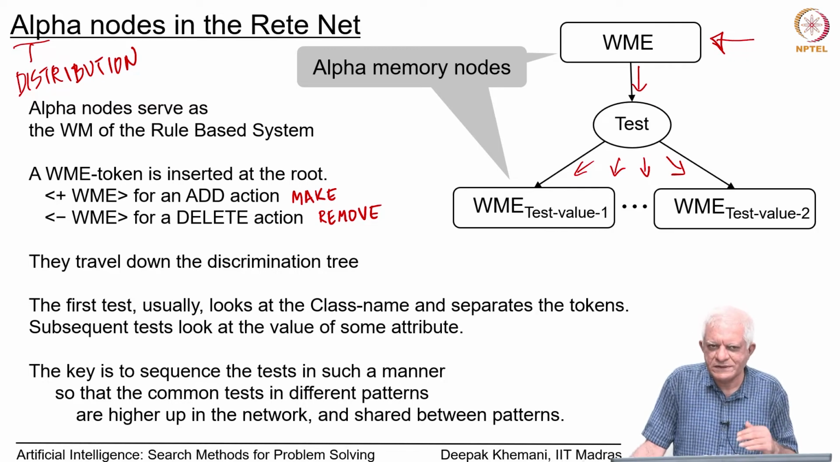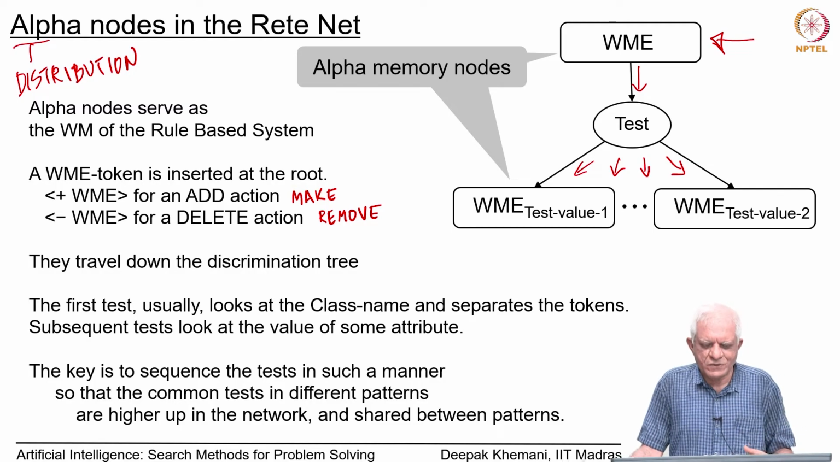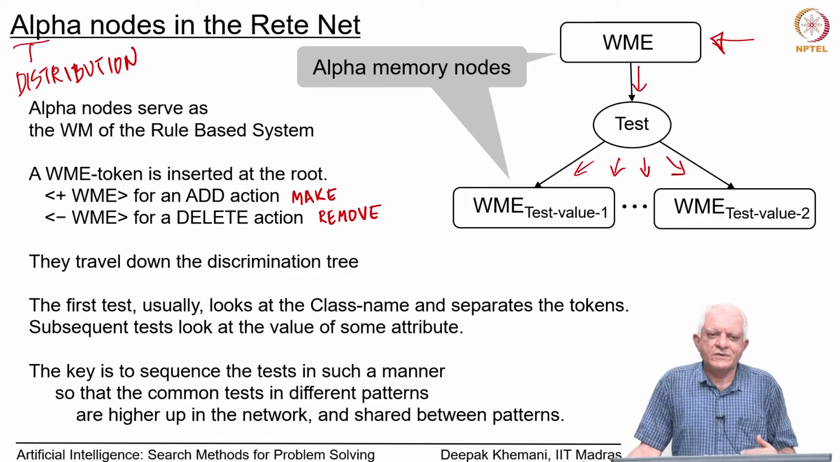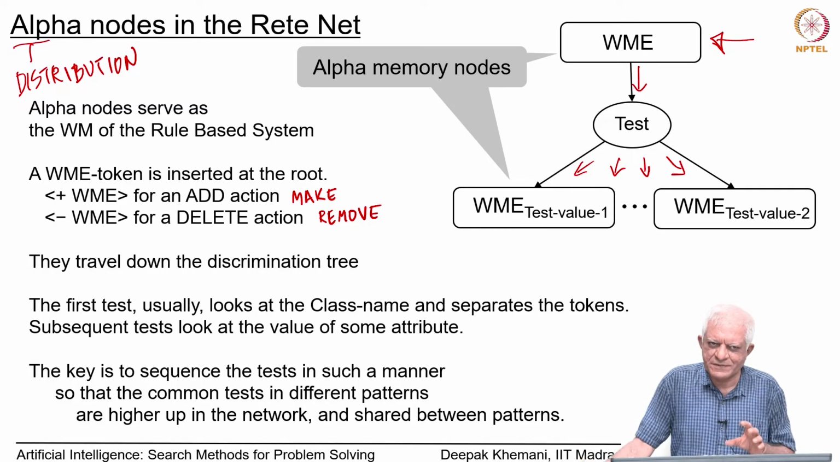We will not go into the details of this implementation, and I hope you will think a little bit about how to do this. The key is to sequence the tests, which means which attribute should be tested higher up in the tree and which attribute should be tested lower down. The attribute that you want to test higher up is the one being used in many different patterns. It may be the same class, but you may be testing for different things. So, student name, roll number, marks and so on.